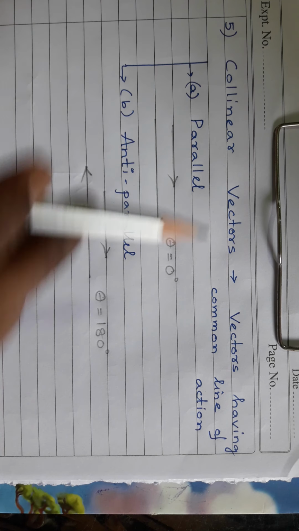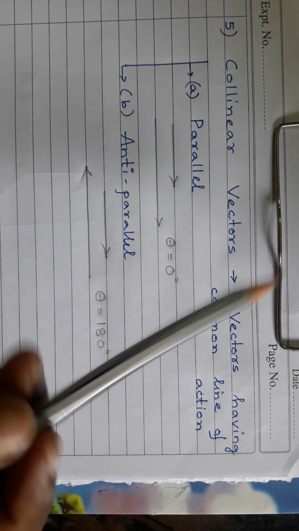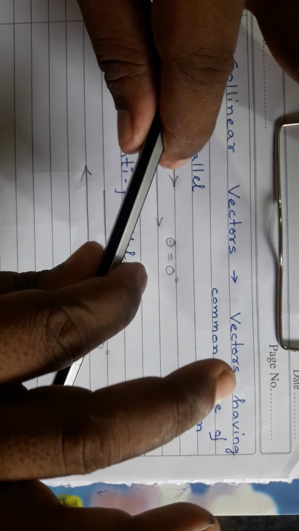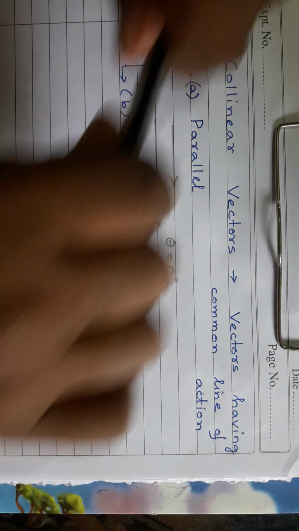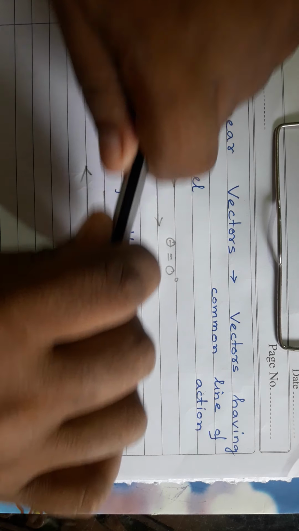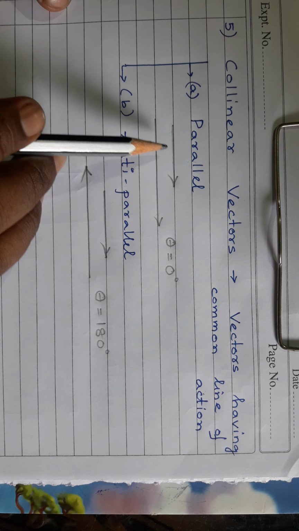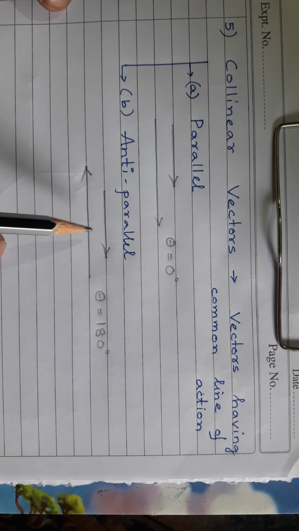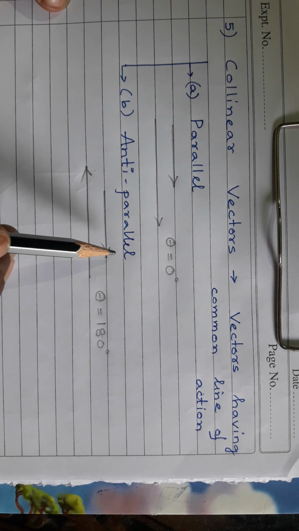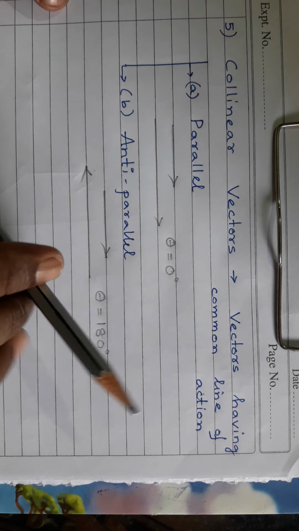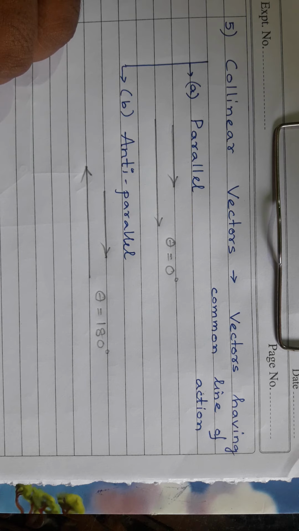Collinear vectors means vectors having common line of action, acting along the same line. Suppose you are pulling this pencil by two hands. Two hands are acting along the same line. We are exerting force, a vector quantity, on the same pencil. So these are collinear forces. There are two types. Forces may be in the same direction, so parallel. Forces may be in the opposite direction, so anti-parallel. When parallel, theta is 0. When anti-parallel, theta is 180. But they are acting along the same line, so they are called collinear vectors.